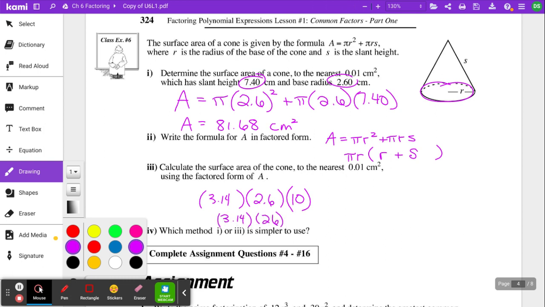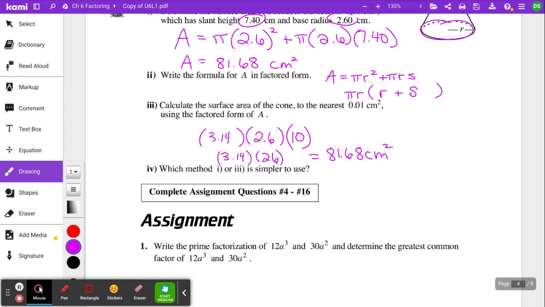Much less work than typing in pi r squared plus pi r s, right? What is 3.14 times 26? Imagine that. 81.68. So as far as typing in my calculator and doing things a little bit in my head, the factored form was way easier, much less room for mistakes. On the calculator, you can get your brackets wrong, you can put the squared wrong. So anyway, now you know.